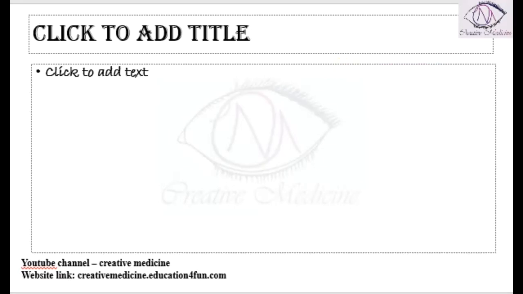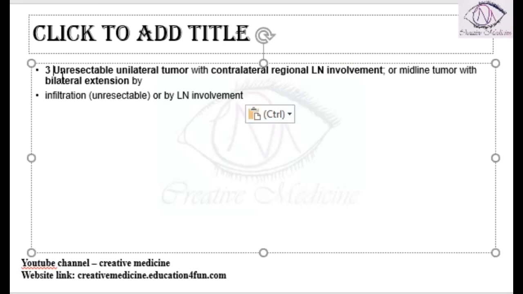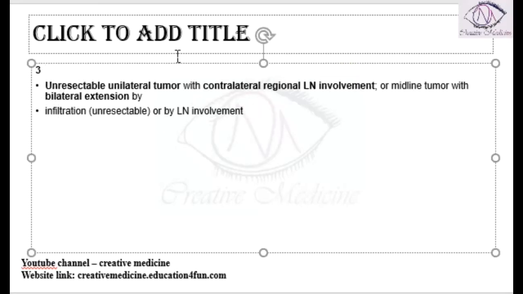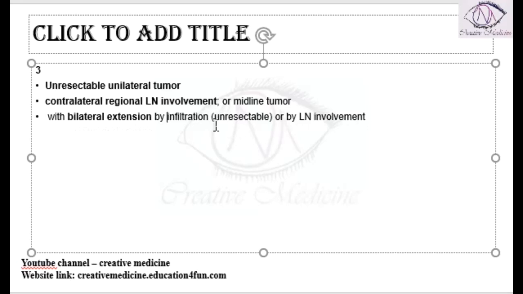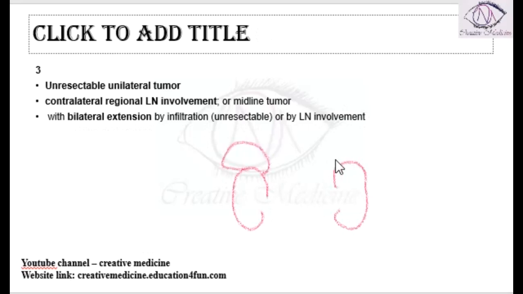Then we have stage 3. In stage 3, there is an unresectable unilateral tumor. Contralateral regional lymph node involvement is seen, with bilateral extension by infiltration or lymph node involvement. Actually, this is the kidney. This is the adrenal gland. So here there is an unresectable tumor, along with that, contralateral lymph nodes are positive, and these tumors may be midline tumors, or bilateral extension can be present. So this is stage 3.